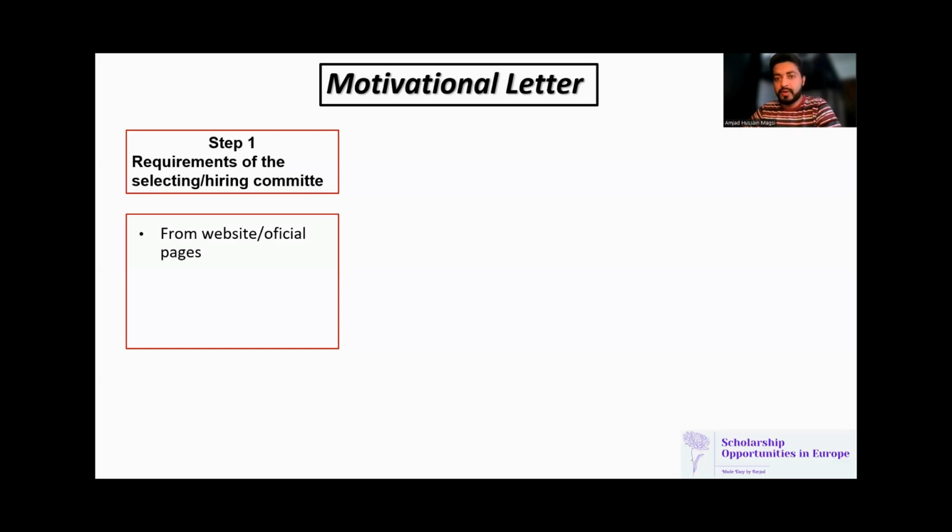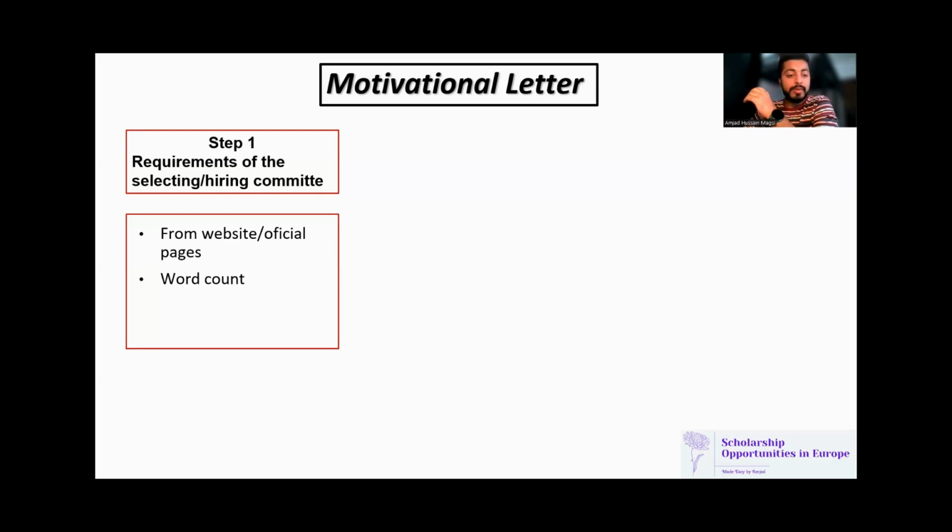So what can be the requirements of the selecting or hiring committee? Number one, word count. Sometimes they ask you to write the motivation letter within 1000 to 1500 words. If this requirement is not written, I would recommend you write the motivation letter at least 1.5 pages, not more than that, because nobody wants lengthy motivation letters. Only the important things that we are going to discuss should be written in a very clear and precise way. Only those things interest the selecting and hiring committee.